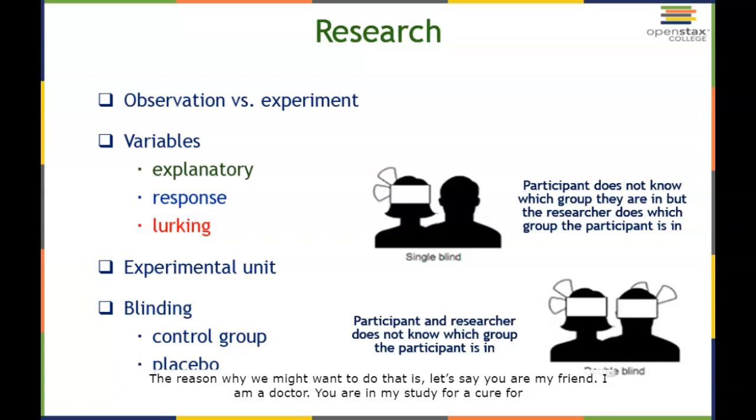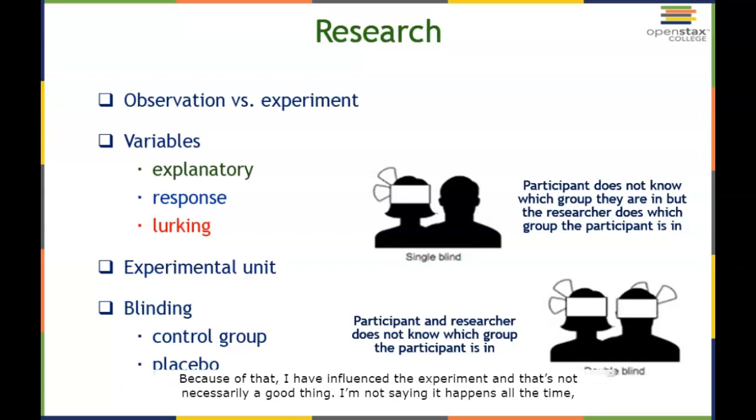And the reason why we might want to do that is, let's say you are my friend, I am a doctor, and you are in my study for a cure for shortness, let's say. You want to play in the NBA, but you're only 5'6", and you need another foot of height to even be considered. And I have a medicine that might be able to do that. I put you in my study, and I know which group you're in. Now, I know you have the desire to be in the NBA, so I'm probably going to put you in the group with the medication.